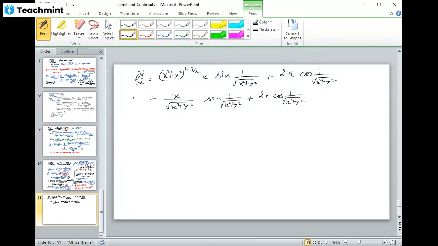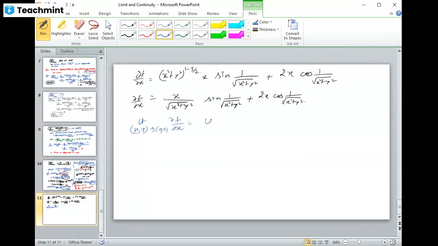So this is f upon x, right? Now we want to check the continuity of the function. So firstly, I'm going to apply the limit: limit (x,y) tends to (0,0) of f upon x.